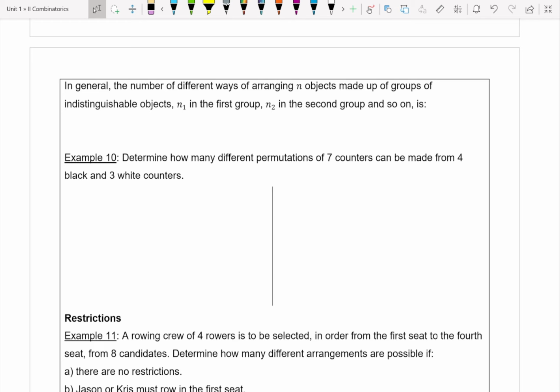Anyways, if we have n1 in the first group and so on, it's going to be n factorial divided by the number of objects in the first group, so n subscript 1 factorial, n subscript 2 factorial, for however many groups you have. Let's say we've got R groups. So it's going to be up to n subscript R factorial. Note, if there are elements of the group which are not duplicated, they can be considered as a group of 1. So you don't need to divide by 1 factorial. That doesn't really tell us anything. So we just omit groups of 1.